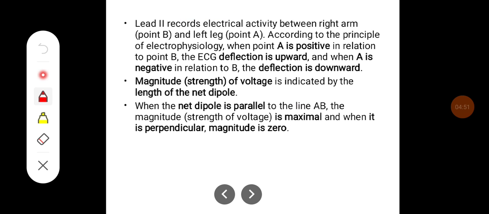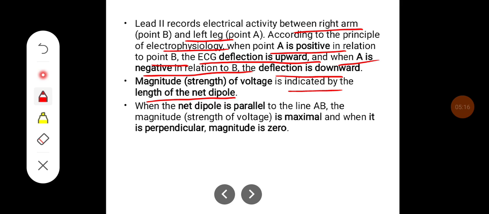Lead 2 records the electrical activity between the right arm and left leg, that is point B and point A. According to the principle of electrophysiology, when point A is positive in relation to B, the ECG deflection is upwards, and when A is negative in relation to B, the deflection is downward. The magnitude or strength of voltage is indicated by the length of the net dipole. When the net dipole is parallel to the line AB, the magnitude of the voltage is maximal, and when it is perpendicular, the magnitude is 0.